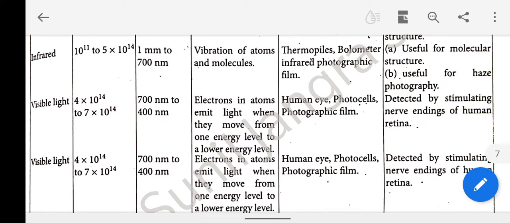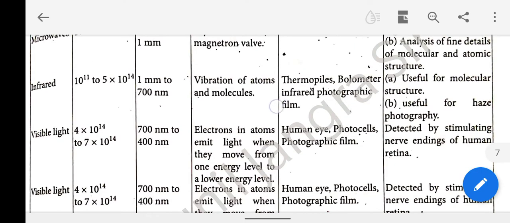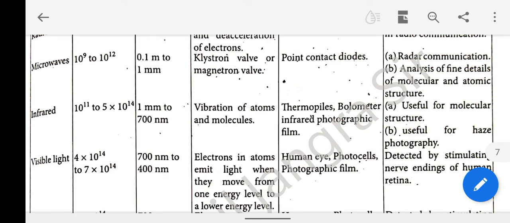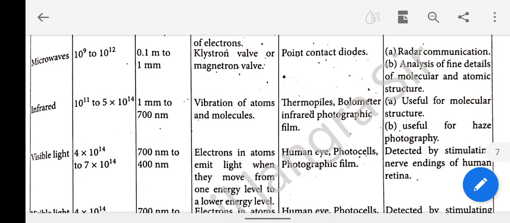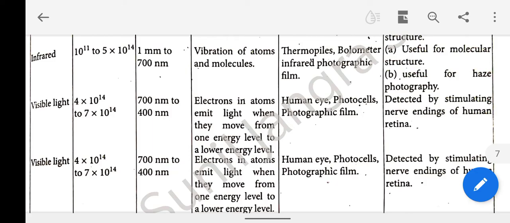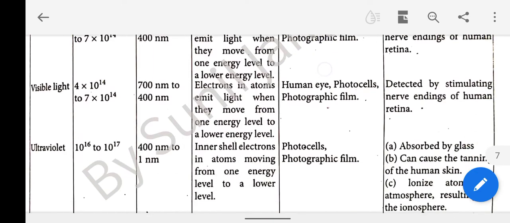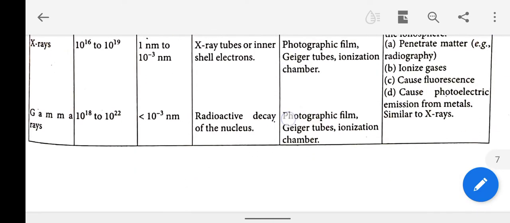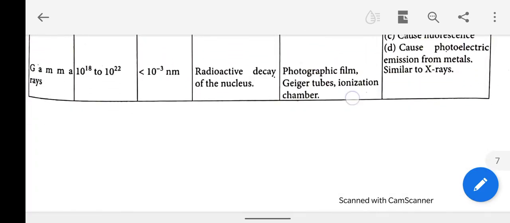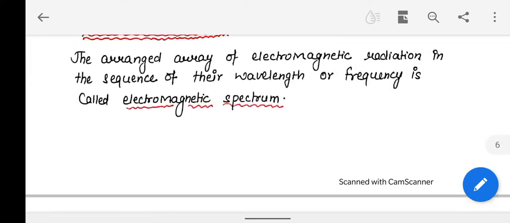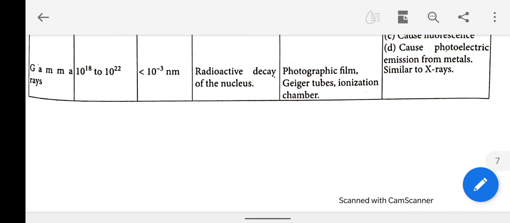Okay, so the visible range is around 700 to 400 nanometer wavelength range for visible light. Okay, so this table you need to remember. So this was your electromagnetic spectrum. Hope you guys understand it.